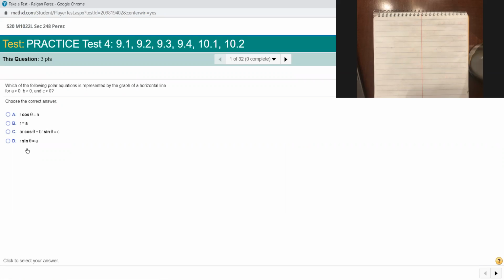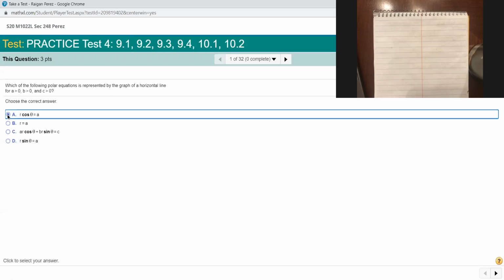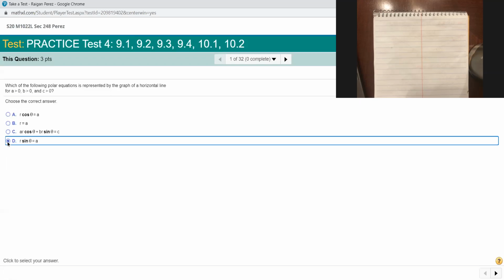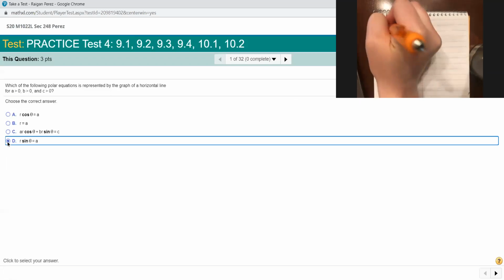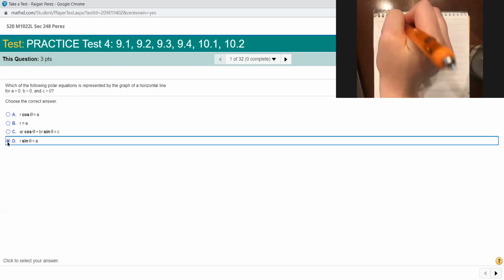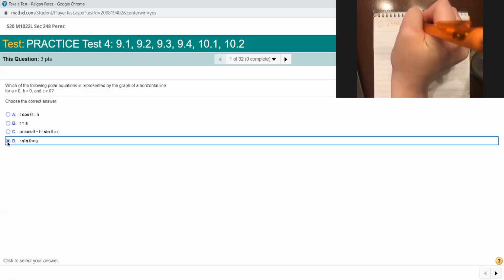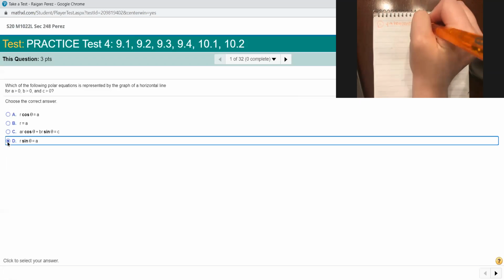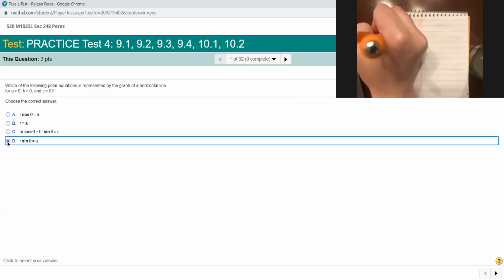All right, which of the following polar equations is represented by the graph of a horizontal line? For A is greater than 0, B is greater than 0, C is greater than 0. So a horizontal line would be y, and y is the same thing as cosine, so that would be A. No, x is the same thing as cosine, y is the same thing as sine. So for number 1, y gives you a horizontal line. I don't really need to write all this up for you. We just chose D. Okay, number 2.